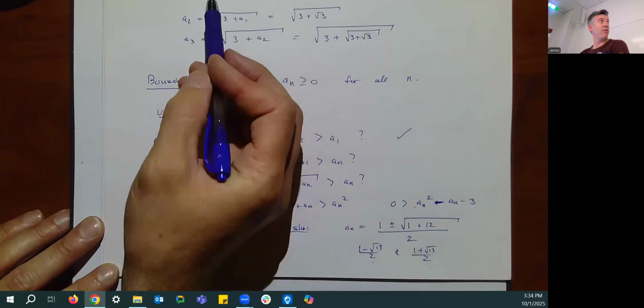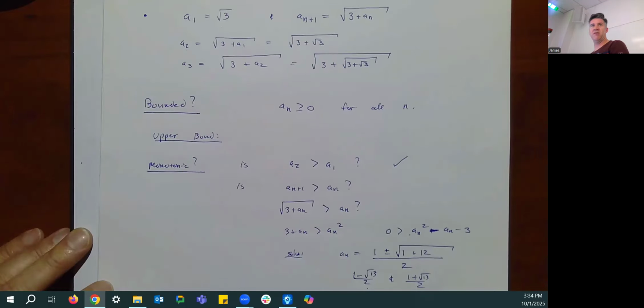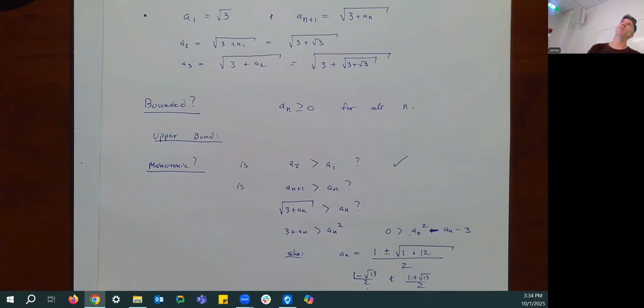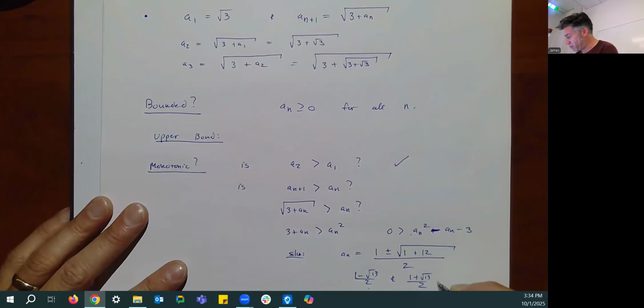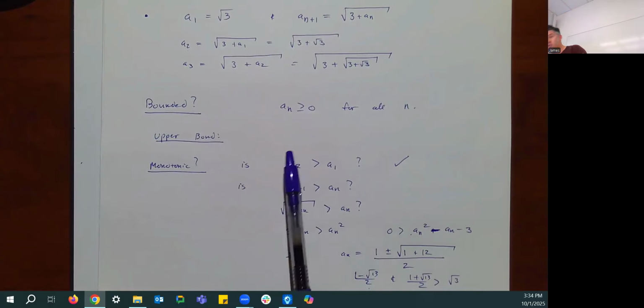When we started at the square root of 3, is the square root of 3 smaller than (1 plus the square root of 13) over 2? Well, let's see. The square root of 3 is about 1.7. The square root of 13 is for sure bigger than 3. 1 plus 3 is 4, and 4 divided by 2 is 2. So this is definitely bigger than the square root of 3. So our first a value certainly starts in the place where this is true.